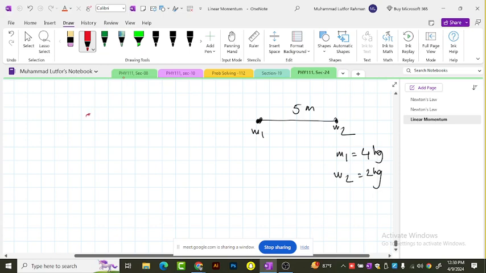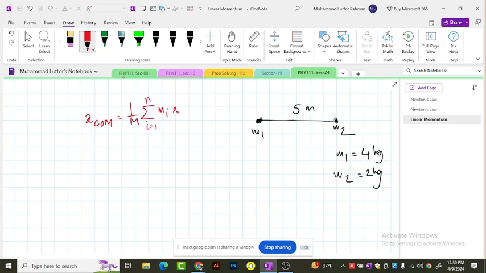My x-com equation is x-com equals 1 over M, sum from i equals 1 to n of m_i x_i. I have two particles, so n would be 2. That means the x-com equation should be (m1 x1 plus m2 x2) divided by (m1 plus m2). This would be my equation for this mass distribution, because I have only two masses over here. Now the question is, what should be x1 and x2?